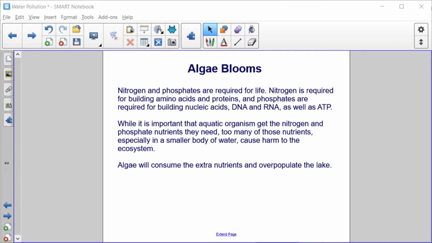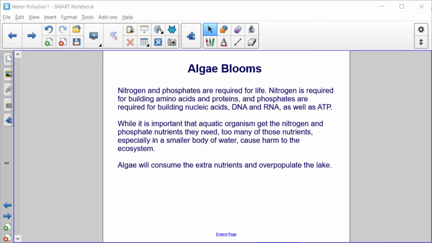Algae blooms. Nitrogen and phosphates are required for life. Nitrogen is required for building amino acids and proteins, and phosphates are required for building nucleic acids, DNA and RNA, as well as ATP. While it is important that aquatic organisms get the nitrogen and phosphate nutrients they need, too many of those nutrients, especially in a smaller body of water, cause harm to the ecosystem.